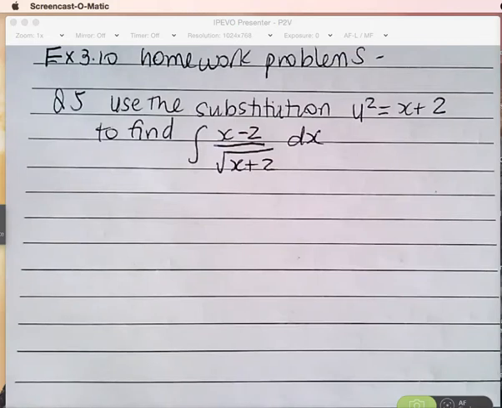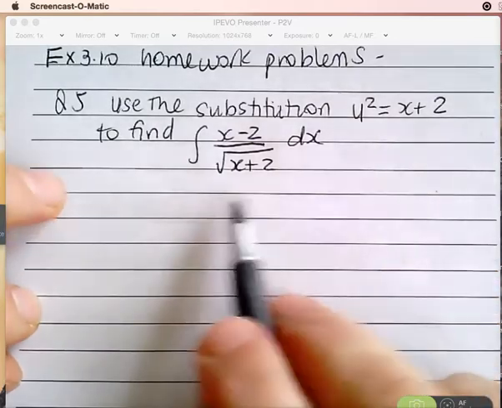Okay, girls, exercise 3.10, homework problems, question 5. The first question is question 5. Use the substitution u squared equals x plus 2 to find the integral of x minus 2 over the square root of x plus 2 dx.